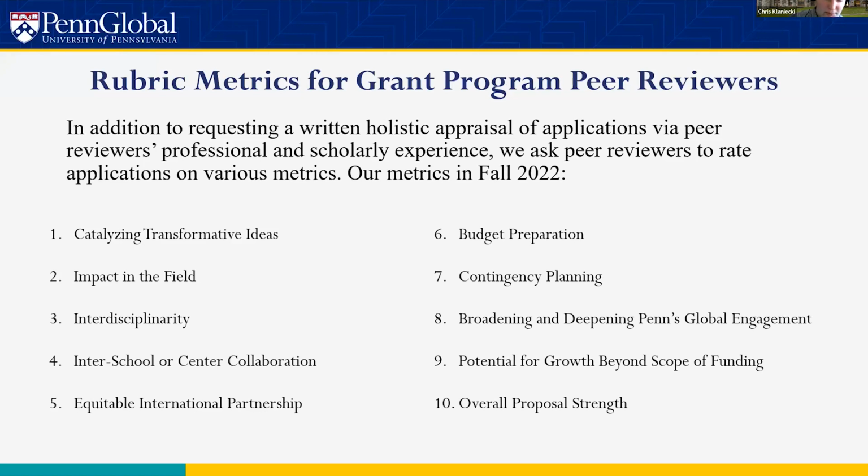We have a peer review process that has essentially two different steps. The first is an individual review, and once they've all submitted their individual reviews, we get together and have a debrief meeting. You see on the screen the metrics that we use for our peer reviewers to grade applications. Score of 0 to 5, so a maximum score of 50 if you're doing the math. We ask them to appraise, based on their professional and scholarly experience, to what extent this proposal has the chance to catalyze transformative ideas. What kind of impact might it have in the field? Is it interdisciplinary? Does it have inter-school center collaboration, et cetera, and so forth? Next slide, please.